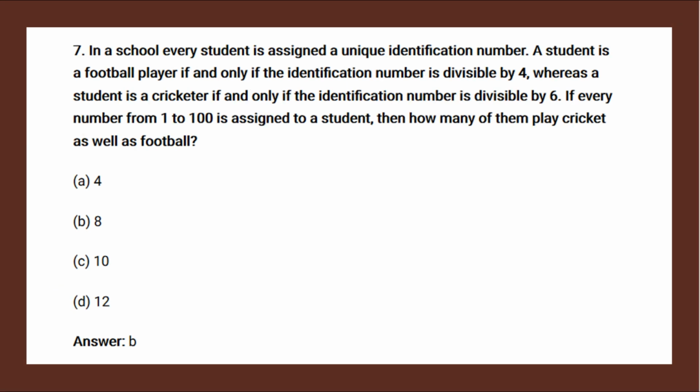Next question 7. In a school, every student is assigned a unique identification number. A student is a football player if and only if the identification number is divisible by 4, whereas a student is a cricketer if and only if the identification number is divisible by 6. If every number from 1 to 100 is assigned to a student, then how many of them play cricket as well as football? Option A 4, B 8, C 10, D 12. And the answer is option B 8.